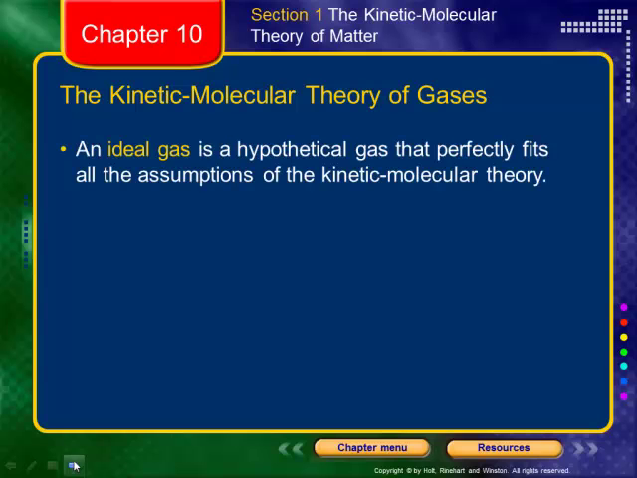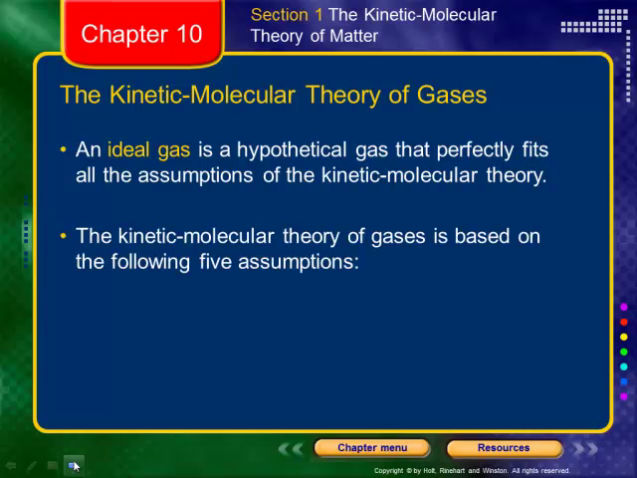An ideal gas is a hypothetical gas that perfectly fits all the assumptions of the kinetic molecular theory. Now, in actual fact, most gases are not ideal gases. However, under the right conditions, they behave pretty much like ideal gases. And so this ideal gas idea is not just pie in the sky stuff. Many gases do behave under most conditions in similar manners. It's based on the following 5 assumptions.